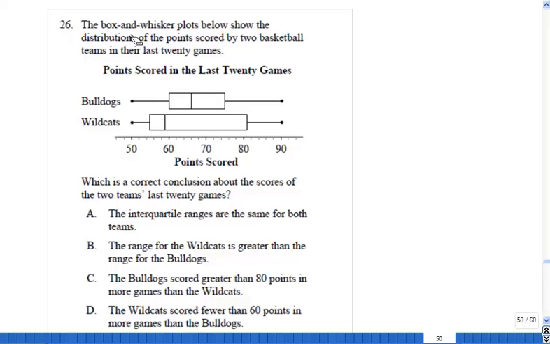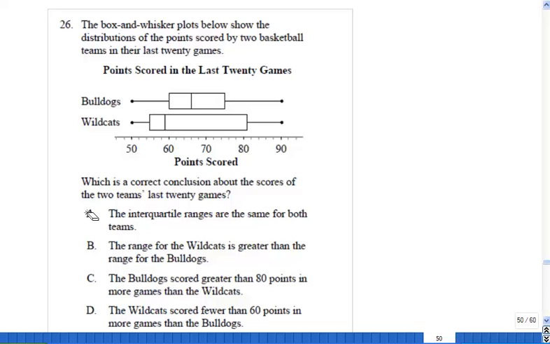26. Box and whisker plots below show the distributions of the points scored by two basketball teams in their last 20 games. Points scored, and obviously you have the two box and whisker plots. Number line to help you figure out what the values shown in the two plots are, right? Which is a correct conclusion about the scores of the two teams' last 20 games?